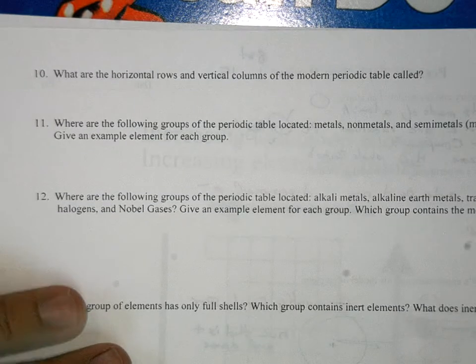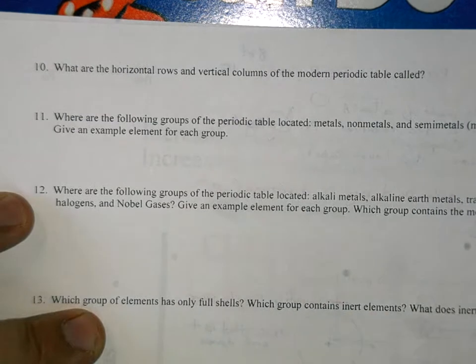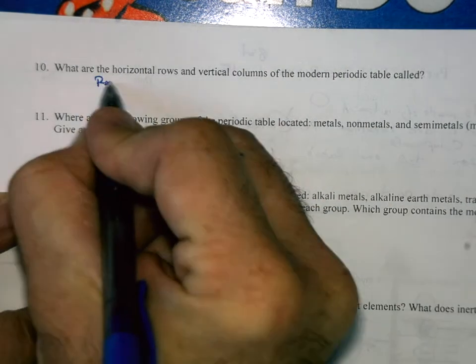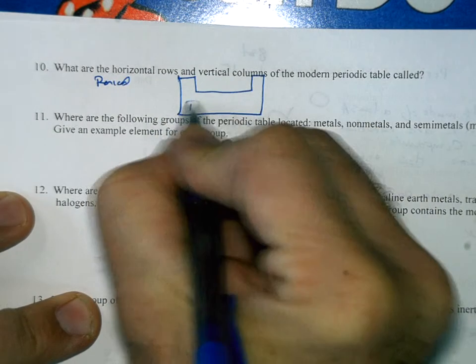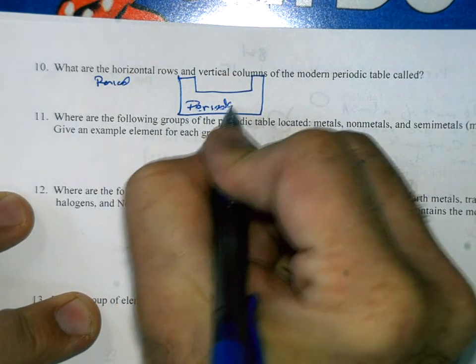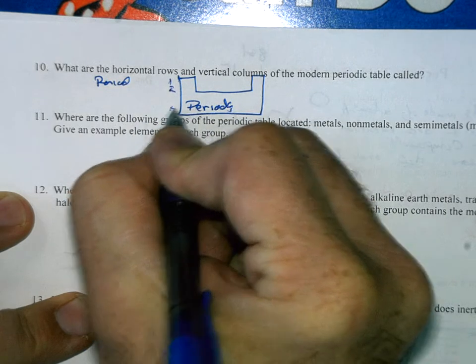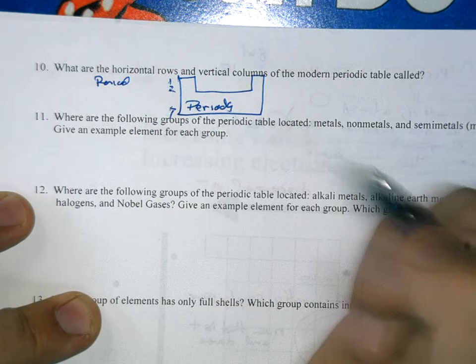Number 10, what are the horizontal rows and vertical columns? The horizontal rows are going to be periods. So we got periods going this way. And there's 7 periods, 7 horizontal rows.